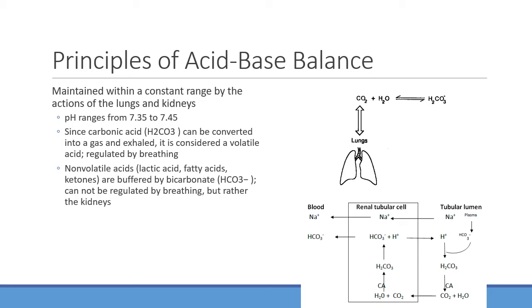Now again, we're going to call that a volatile acid. We have that carbonic acid because again, it's volatile because we can get rid of it, right? We can change it into CO2, breathe it off, get rid of it. There's going to be non-volatile acids. That's going to include things like lactic acid, fatty acid. So if you have someone with diabetic ketoacidosis or something, they're producing a lot of ketone bodies and whatnot, they can't really get rid of that as easily as you can something like carbonic acid, right? So again, those are going to be considered non-volatile acids, usually going to be more regulated through the kidneys for the most part, right?